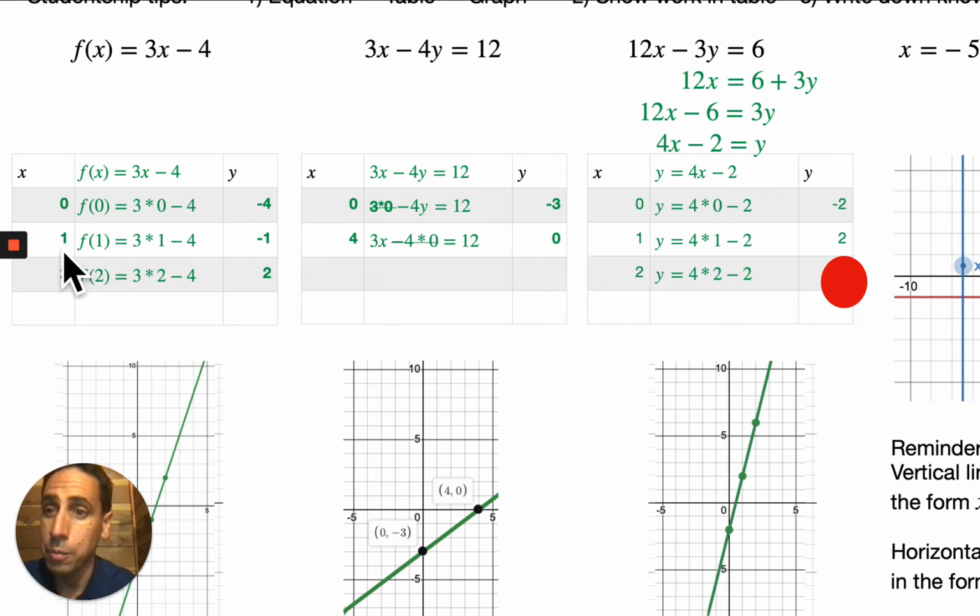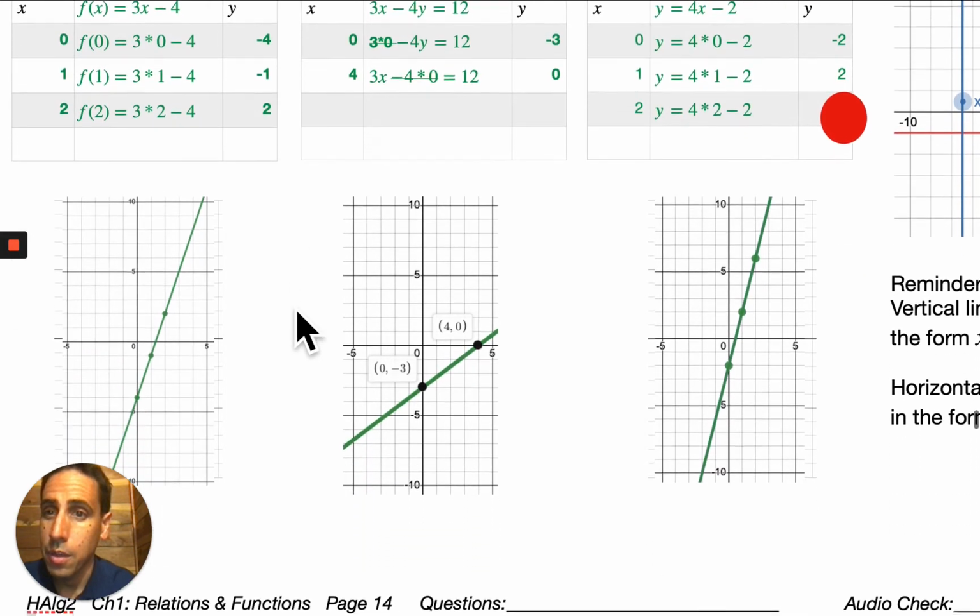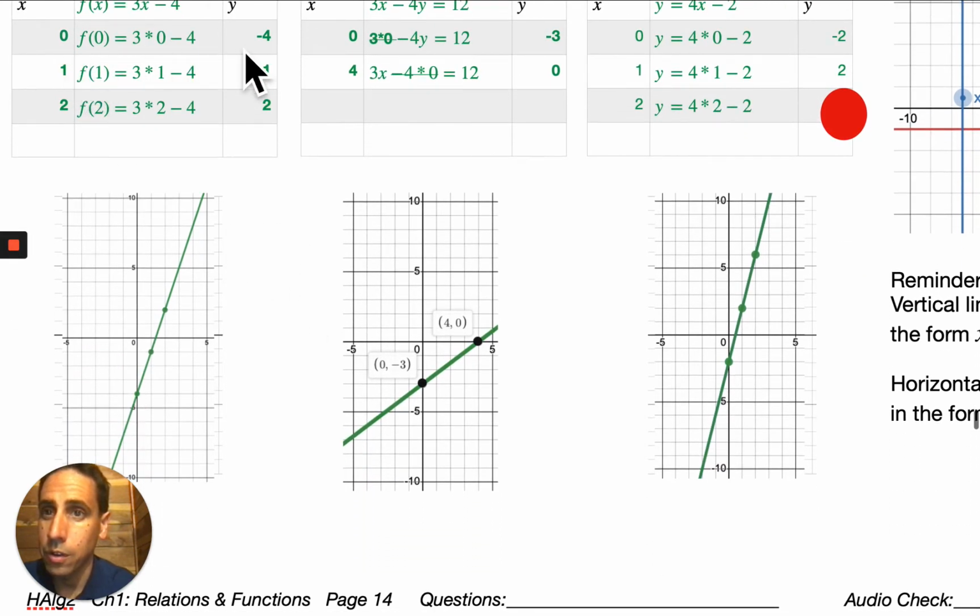What about if the input is 1? Then f of 1 is going to equal 3 times 1 minus 4, which is negative 1. What about if the input is 2? f of 2 is going to equal 3 times 2 minus 4, which is 2. You can plot all these points: (0, negative 4) here, (1, negative 1) here, (2, 2) right here, and then you can see they go right together in a straight line, and that's great.